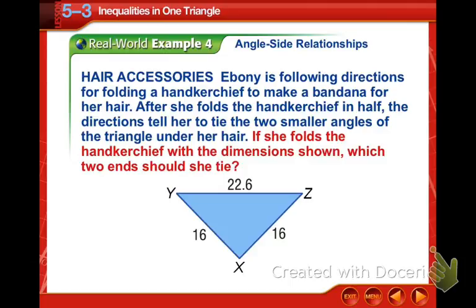So we're looking for the two smaller angles. Conveniently, we are given all three sides, and two of the sides are both 16. They're both smaller than our third side. So, here are our 16s. That means that the angles opposite of them are the smallest angles. So, angle Z and angle Y.